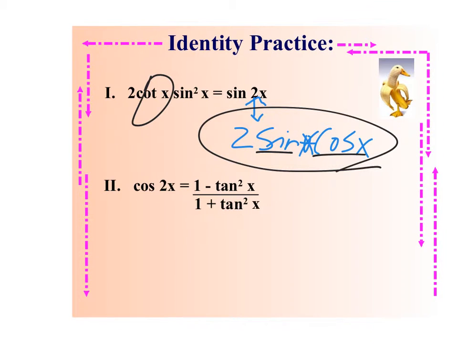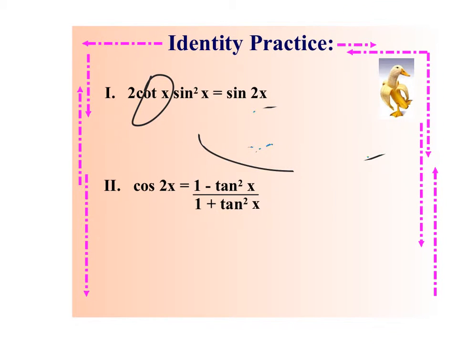Would you please just take a moment and prove the first one? Remember, cotangent is cosine over sine. You should be able to prove this one. Pause for a second while you try that.